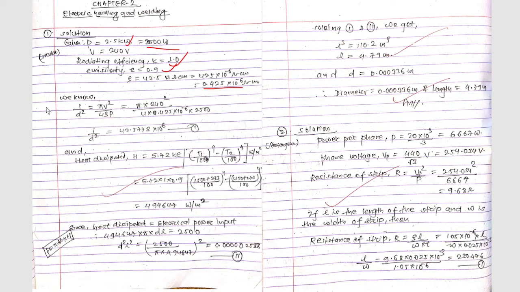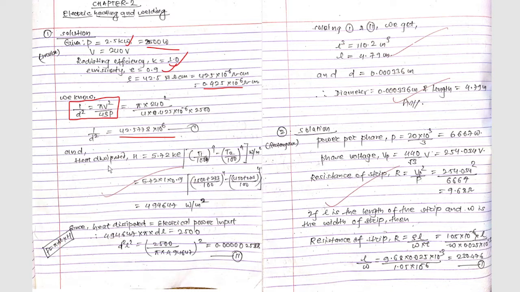Now since this is the case for circular wire, we'll use this relation: 1 upon d square equals pi v square upon 4 rho into p. So pi into the voltage, which is given as 240, squared, upon 4 into the resistivity 0.425 into 10 to the power minus 6 ohm meters, and p, the power, is 2500 watt. So from here we will get 1 upon d square as 42.5788 into 10 to the power 6, and this is our equation 1.